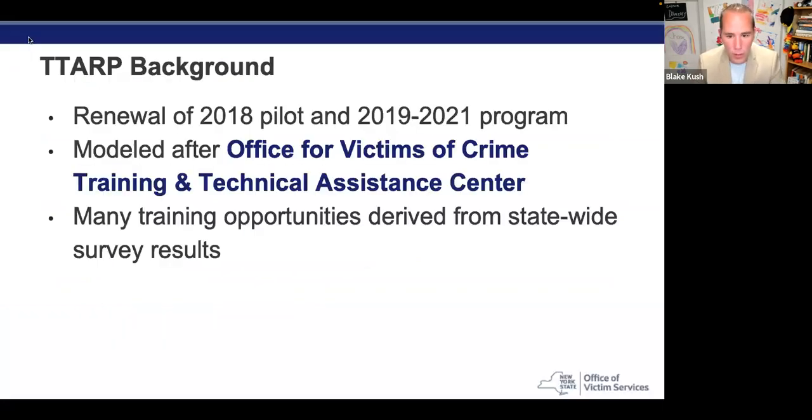What is TARP and how did it begin? This was a brainchild replicated after the Training and Technical Assistance Center run by OVC, the Office for Victims of Crime. They have a program, still used today, for state administering agencies and crime victim service providers to apply for and receive free training and technical assistance. And sometimes they'll offer random trainings based on a demand or a need.